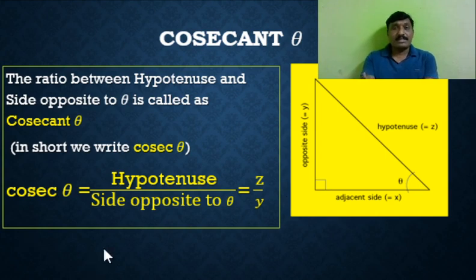Can you say this ratio is the reciprocal of which ratio? Reciprocal means we have to reverse it. Side opposite by hypotenuse is the first ratio, that is the sine theta. Therefore, if I take the reciprocal of sine theta, it becomes cosec theta. So we can say cosec theta is equal to 1 by sine theta also.